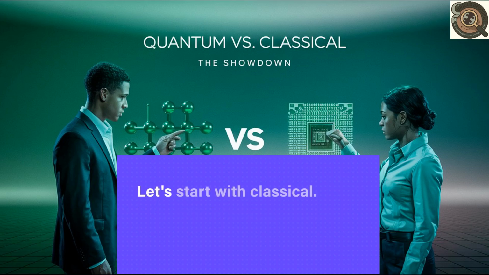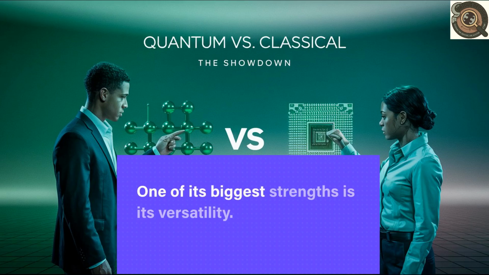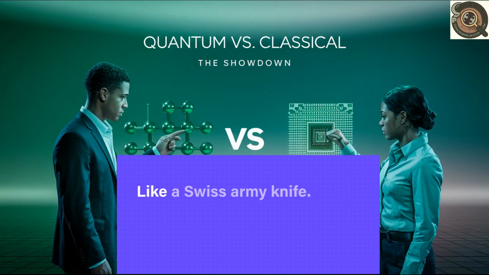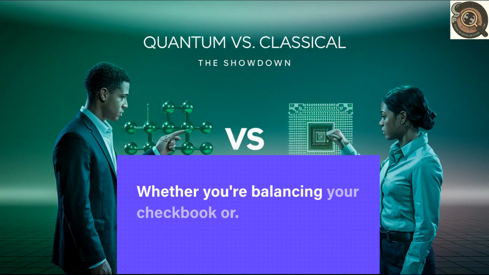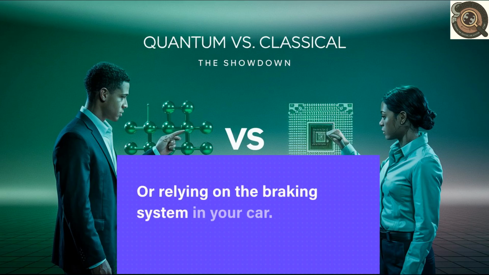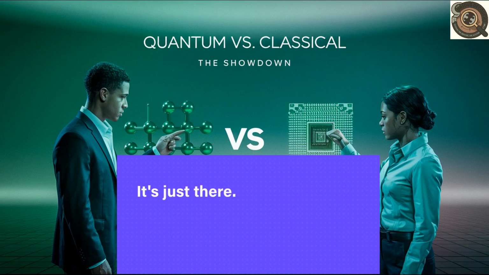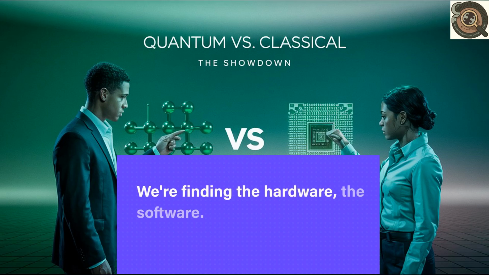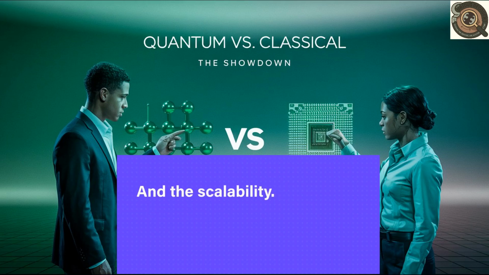Let's start with classical. One of its biggest strengths is its versatility. Like a Swiss Army knife, it can handle anything, from writing an email to simulating the climate. And it's incredibly reliable. That deterministic nature means you can trust the results, whether you're balancing your checkbook or relying on the braking system in your car. And the technology is so mature, with decades of development refining the hardware and the software. It's robust, accessible, affordable. And the scalability.